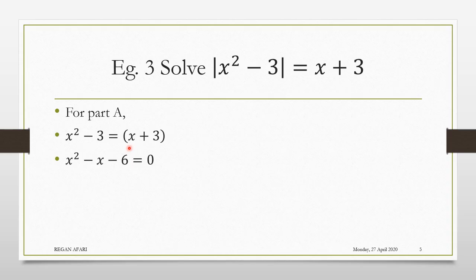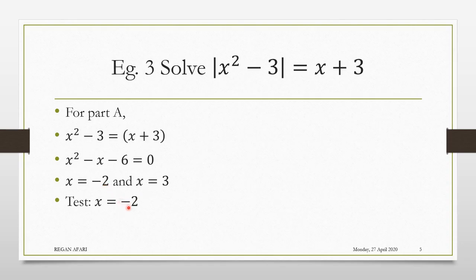Okay, so we expand and then we group like terms. This is what we have. You solve this quadratic, and then you have the root as -2 and then 3. Okay, so what do we do with this? We test. Okay, so let's test it.